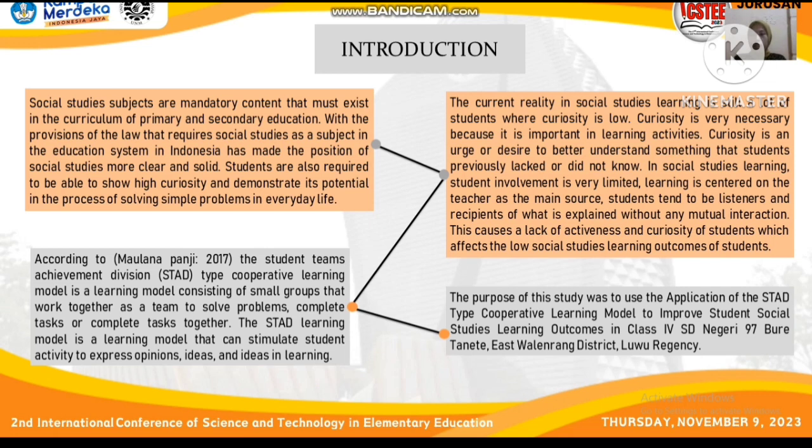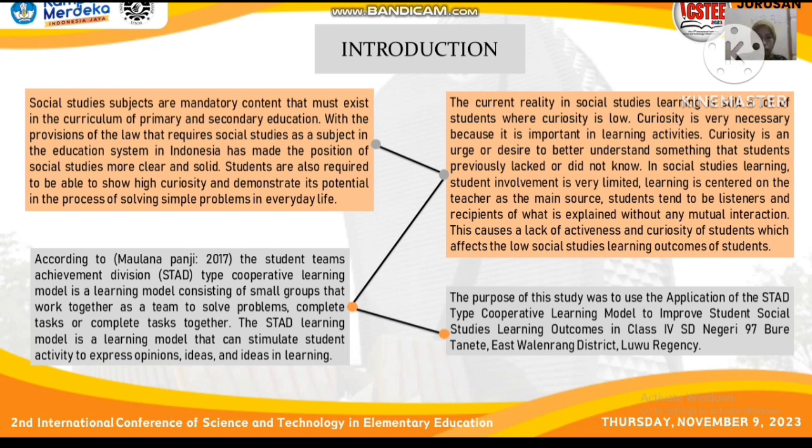In social studies learning, students' involvement is very limited. Learning is centered on the teacher as the main source. Students tend to be listeners and recipients of what is explained without any mutual interaction. This causes a lack of activeness and curiosity of students, which affects the low social studies learning outcomes of students.